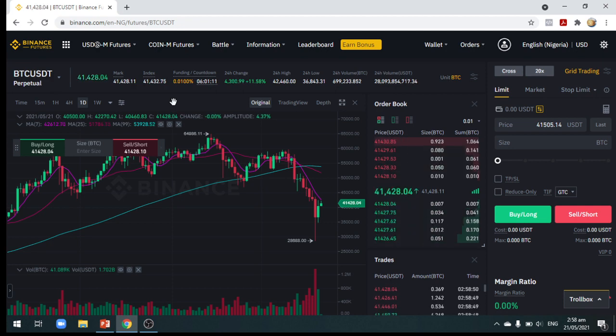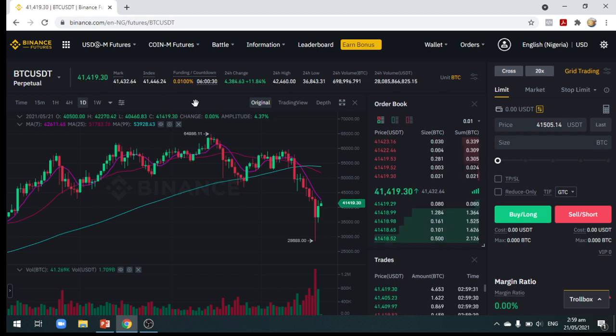Another difference is that in spot trading you only make money when the price of the underlying asset that you bought increases, and you sell higher than you bought. That is when you make profit in spot trading. But in futures trading, you can make profit both ways depending on your position. You can make profit when the price of Bitcoin is rising, and you can also make profit when the price of Bitcoin is dropping, depending on the position that you take.